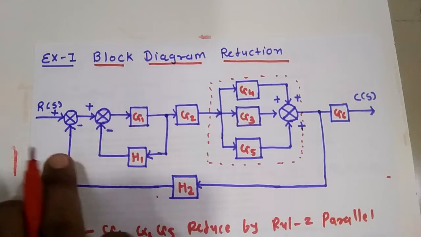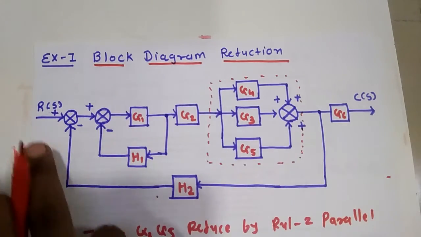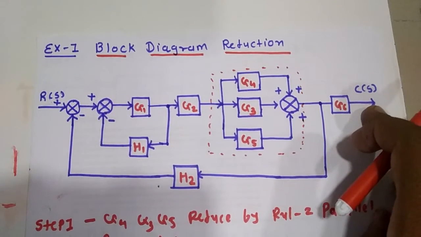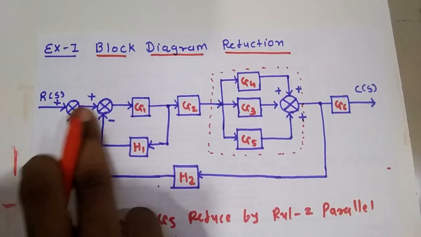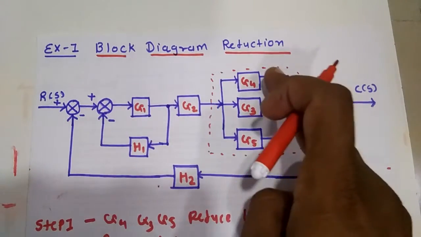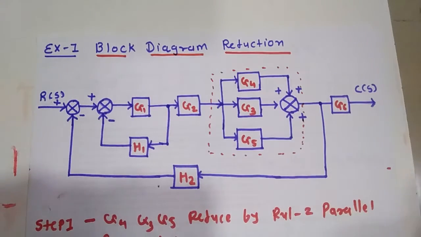In this control system we have R of S, the input, and C of S, the output, and this is called the multiplier. G1, G2, G4, G3, G5 and G6 are the gains of the system, and H1 and H2 are the feedbacks of the system.